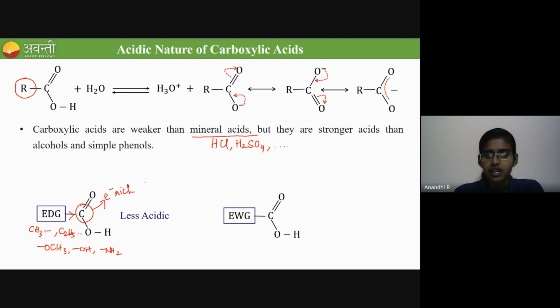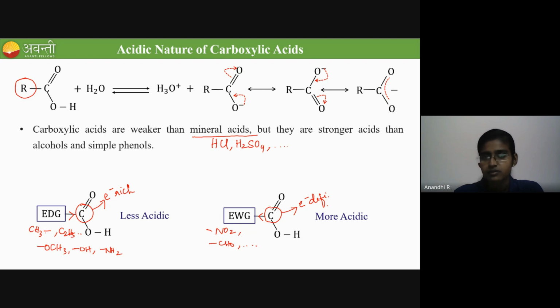And if an electron withdrawing group is present, so who are electron withdrawing groups? They are the NO2 group, CHO group, and ketone group. The ester group, all these are electron withdrawing. So they will withdraw the electrons from the C double bond. So basically what happens at the end? The electron density here decreases. So it becomes more electron deficient. So electron deficient species are called acids, right? So acidity increases.